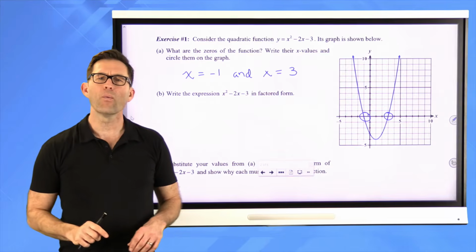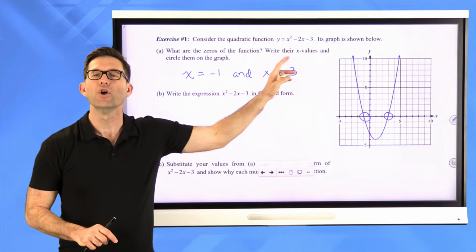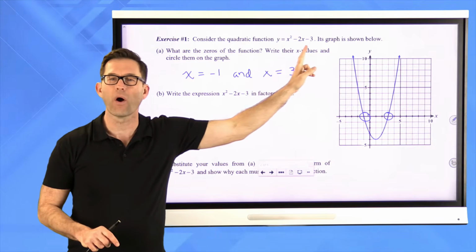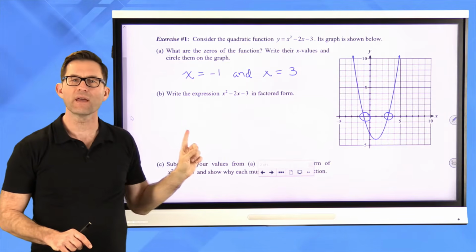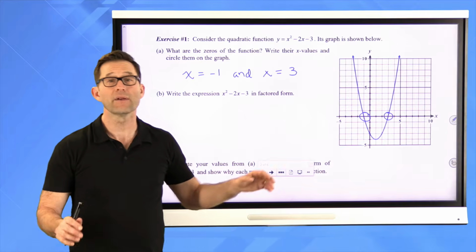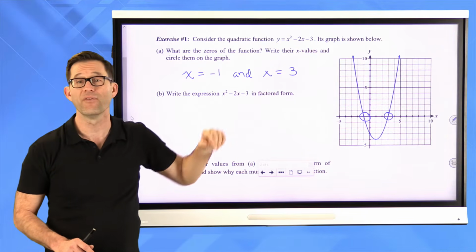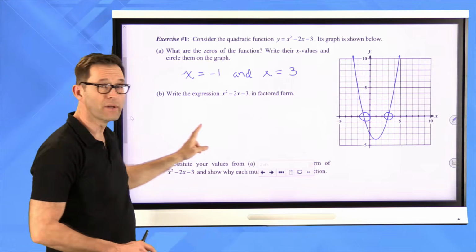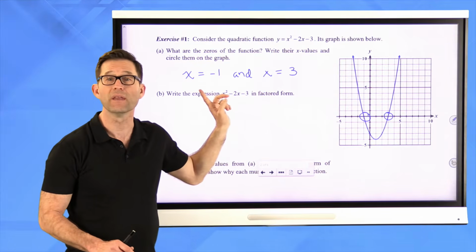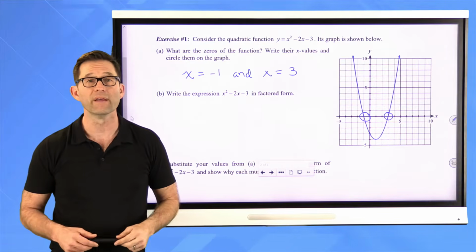Awesome. But now we want to see how those two values are somehow related to the factors of this quadratic expression. So take a look at letter B. Write the expression x squared minus 2x minus 3 in factored form. Literally, I'm asking you to factor the right-hand side of that function. Take a moment. This should be an easy trinomial to factor. Go ahead and figure out what its factors are.